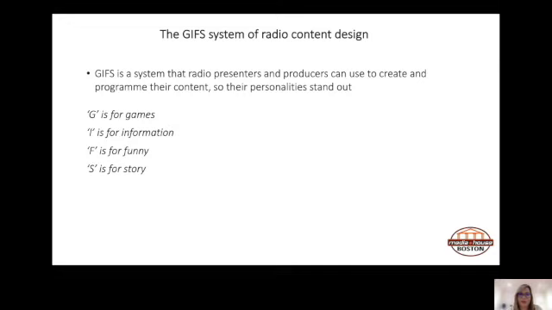Your second hour could then be your game, so a phoner of the day. Your information could be a Mzansi showbiz report. Your funny for the day could be an Ask Mel feature. And your story for the day could be your love letters, which you read out on air.